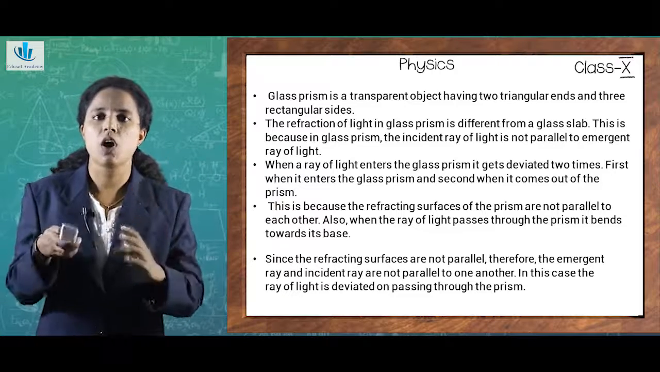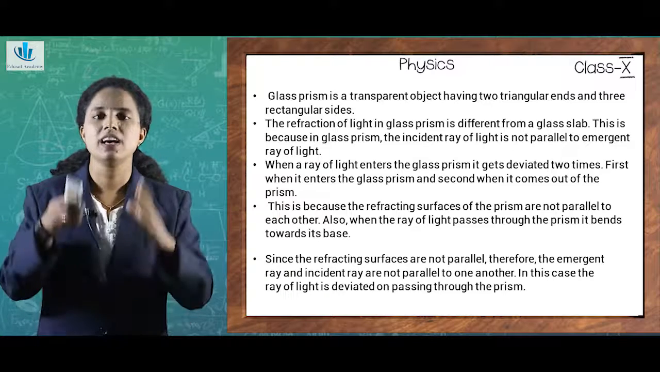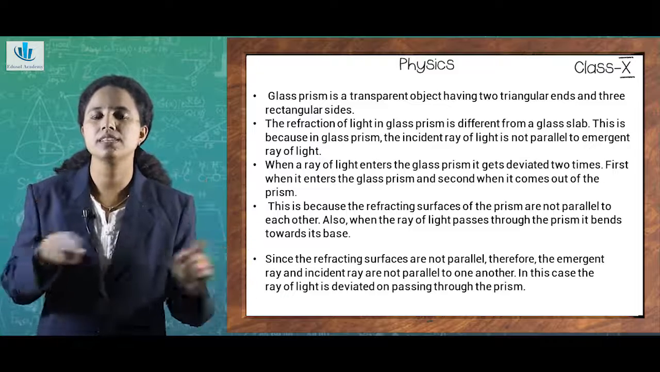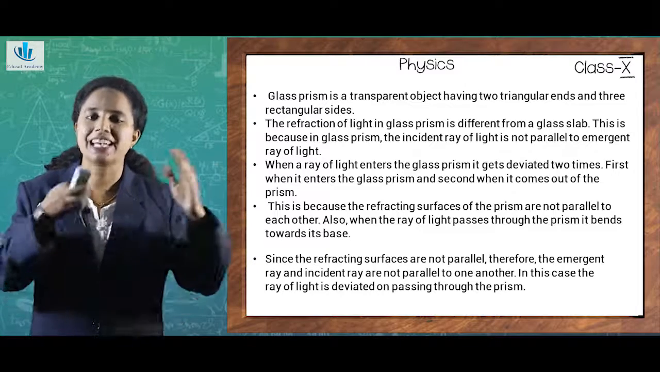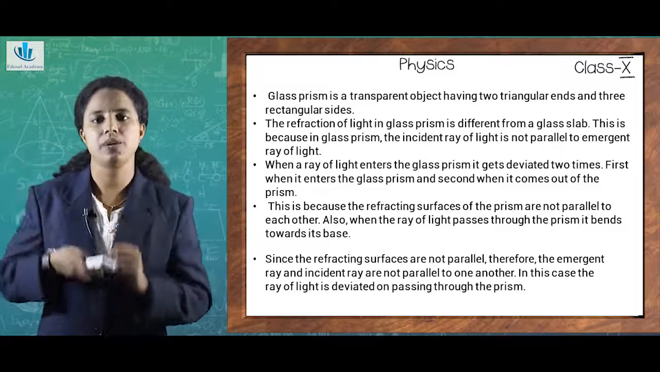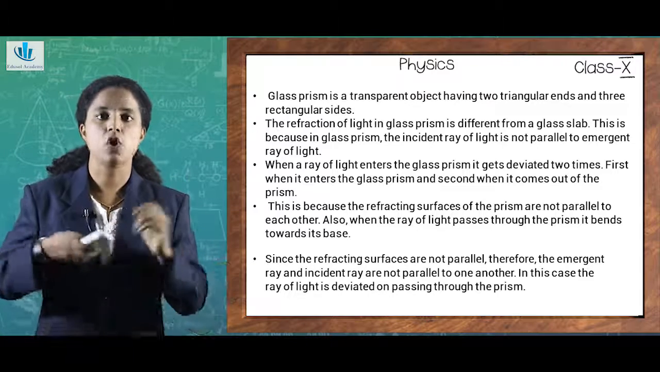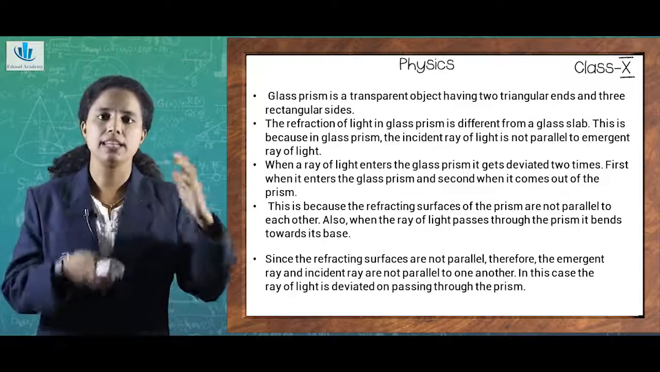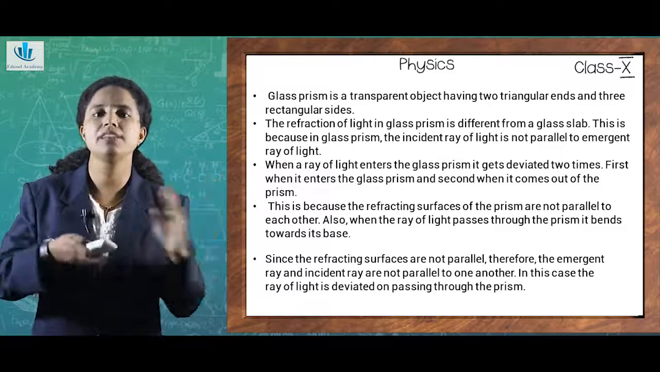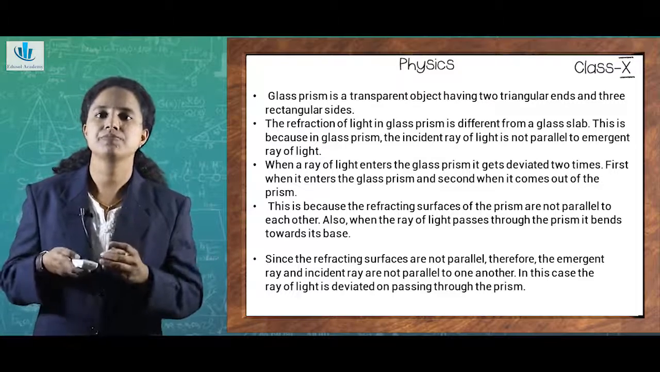This is because the refracting surfaces of the prism are not parallel to each other that this phenomenon is happening. So, in case of a prism, the refracting surfaces are not parallel to each other, and hence the emergent ray will not be parallel to the incident ray. Thus the ray of light is deviated on passing through a prism, and it forms the angle of deviation.